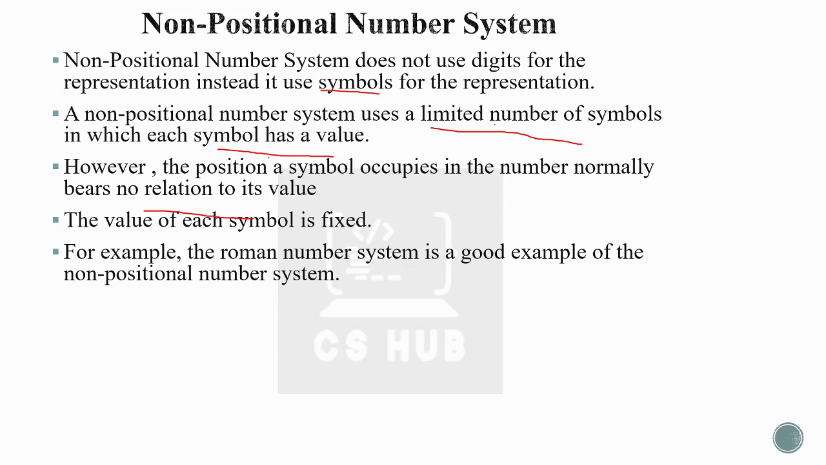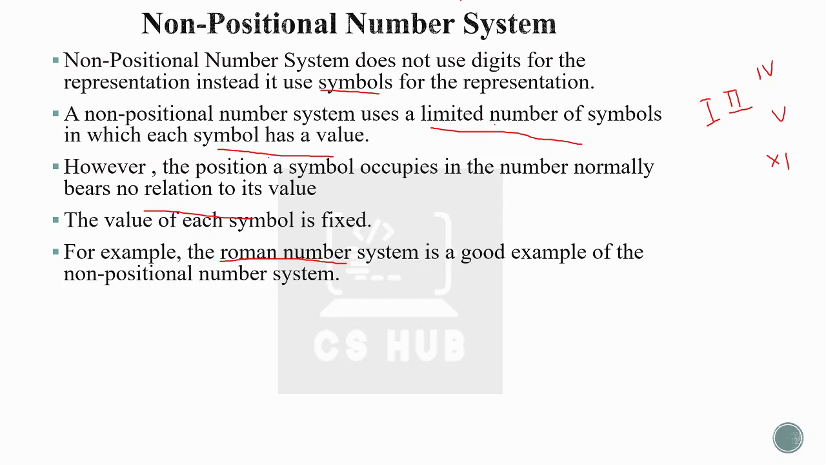So these are the major points, and one of the most important examples of a non-positional number system is the Roman number system. We are very much familiar with the normal number system, with capital letters and small letters. Here this stands for 1, this stands for 2, and this stands for 4, this for 5, this for 10, and this for 11, like that. So this is the normal number system.